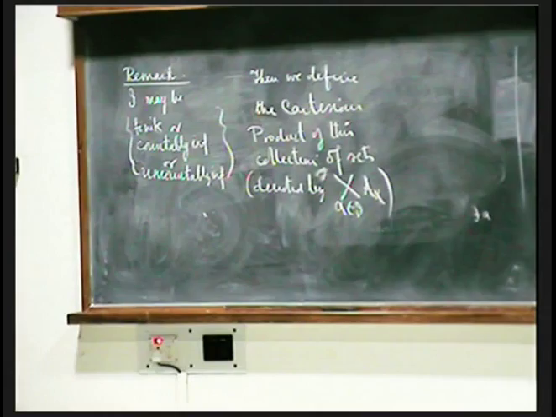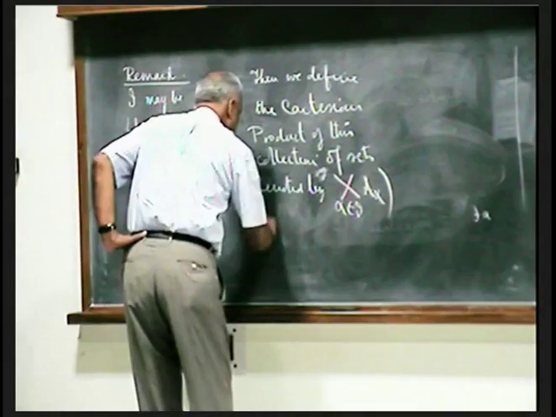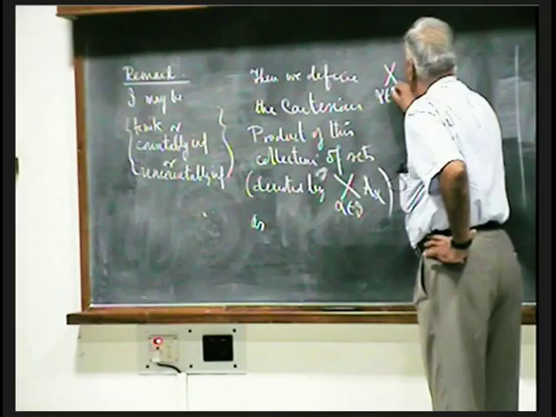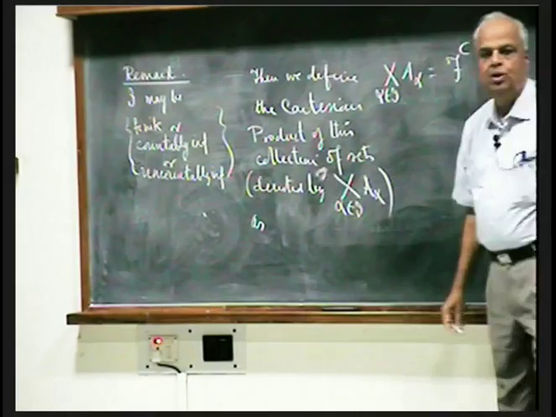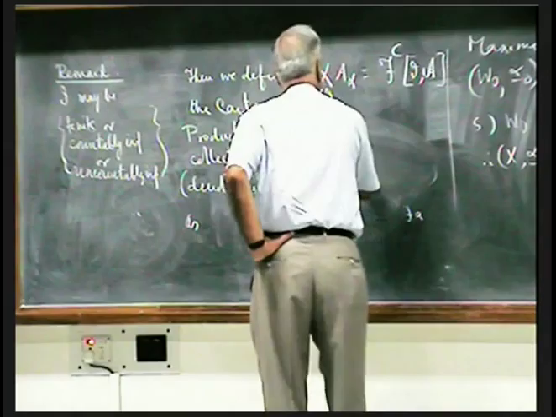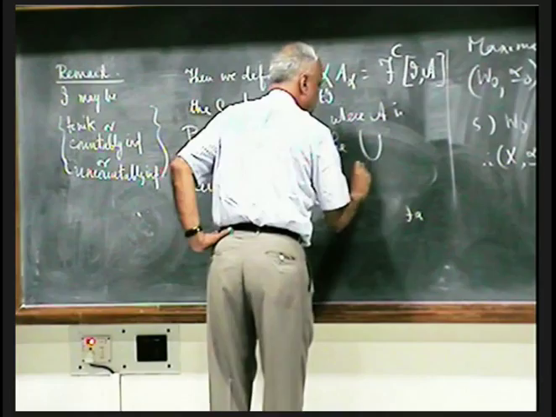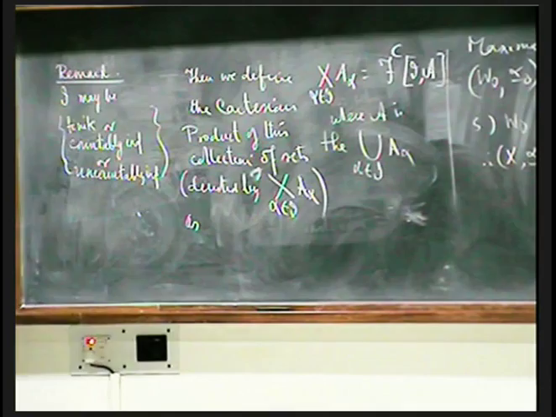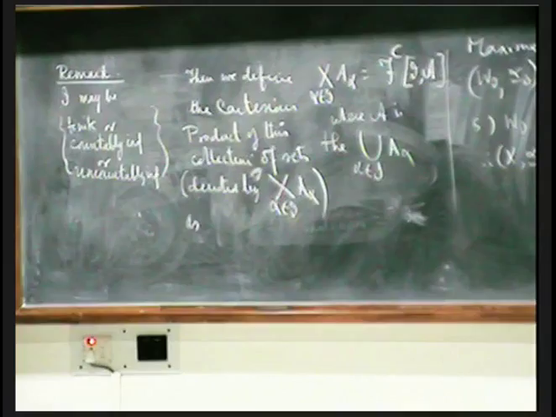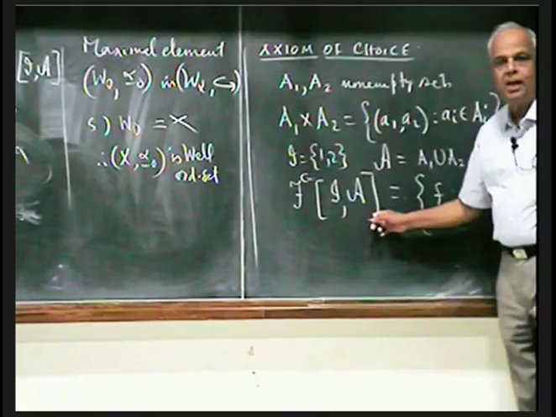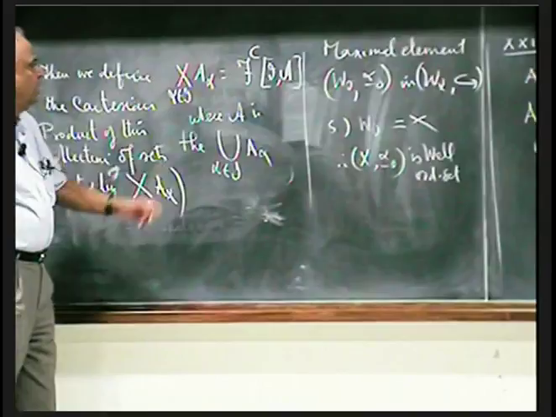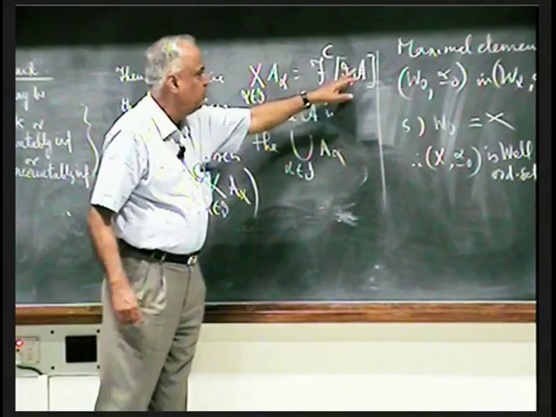How do I define the Cartesian product of all the A alphas, alpha belonging to the index set? I use the function notation: it is the set of all choice functions from I to A, where A is the union of all these sets. It's exactly copying what we did for two sets. In the case of two sets, we took A to be the union and the choice function to be a mapping from the index set to the union, such that F of alpha will be in A alpha. This notation is a function from I to A, so that F of alpha belongs to A alpha.